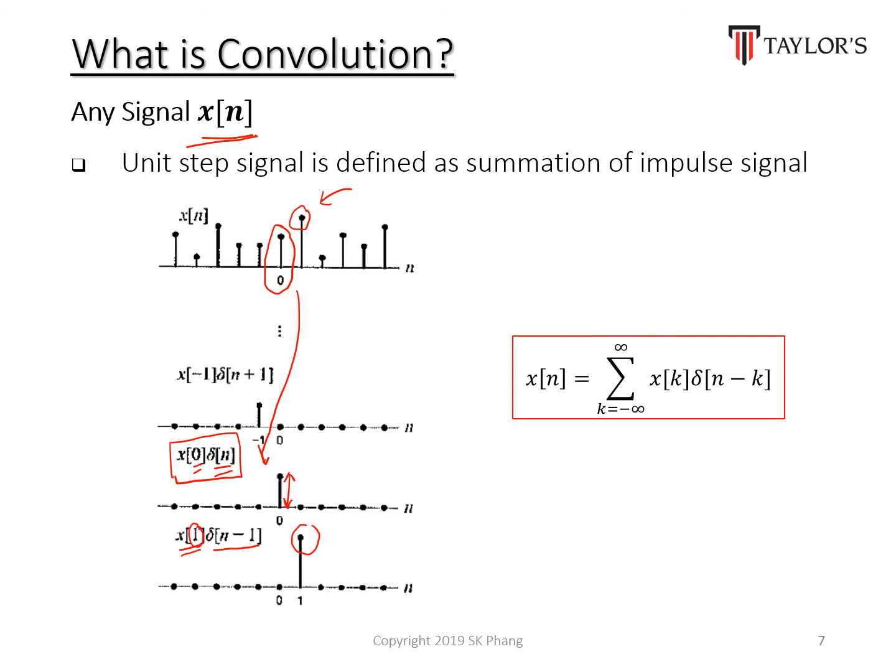If you write out the summation of all the signals on the left and on the right, we come to this particular formula: the signal at a certain time multiplied by the impulse signal at n equals that time. And that time will start from negative infinity all the way to infinity. So it depends on how long your signal is on the left side and how long your signal is on the right side.